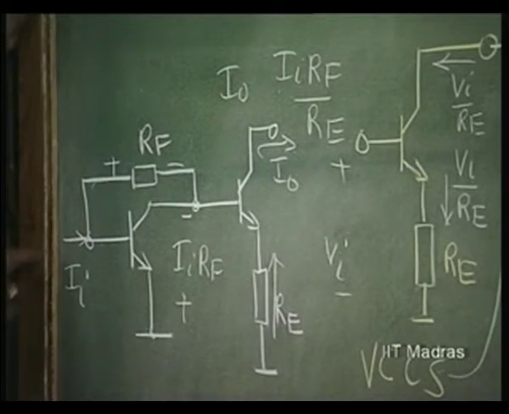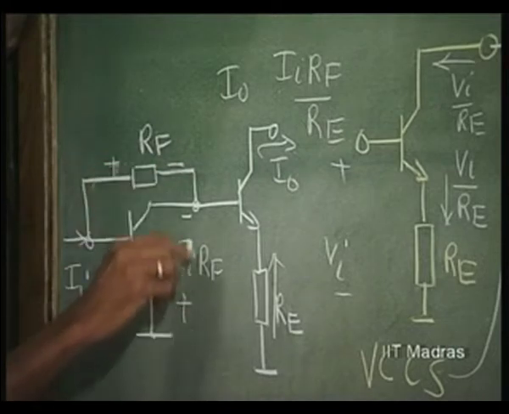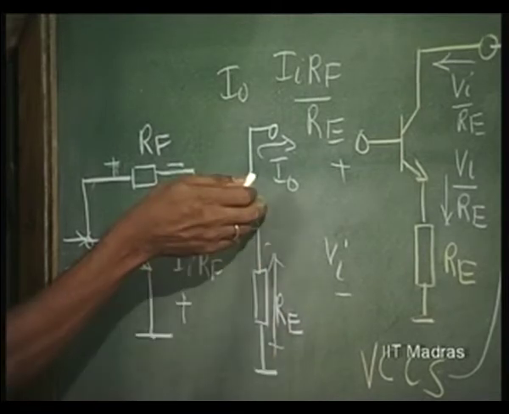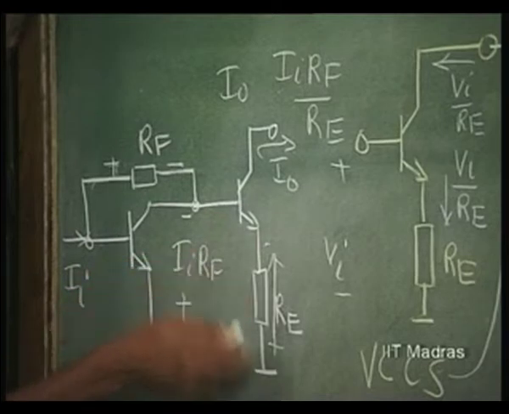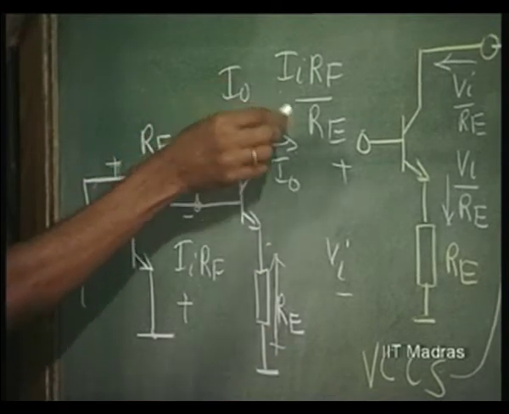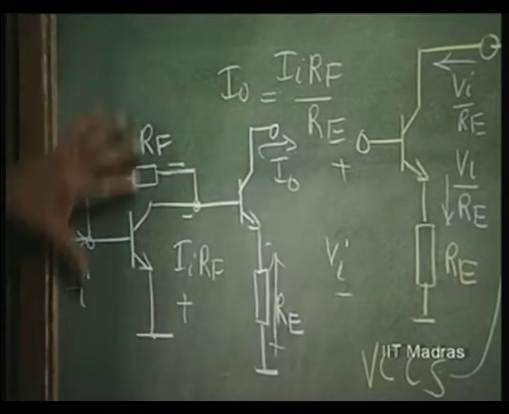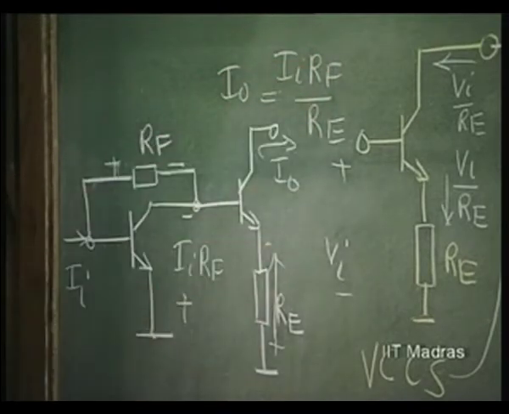Once again, if I pump a current here, this is going to establish a potential here, plus minus this way, minus plus here. This will force a current in this direction, this voltage, which is I R F divided by R E, and therefore, output current I naught is going to be I R F by R E. So, you have now established a current controlled current source here with a gain of R F over R E.